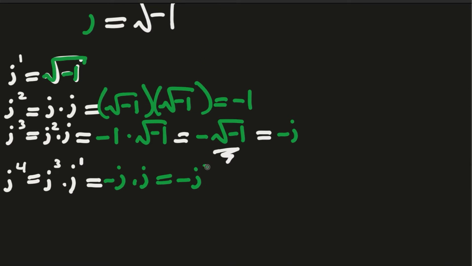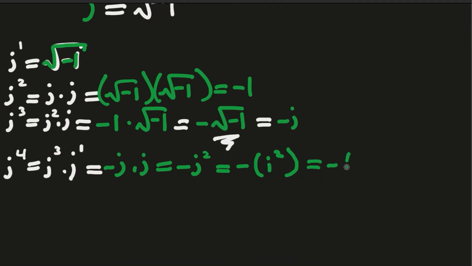So negative I squared. If we rewrite it like this, we know that I squared is simply negative 1. So the problem we're asking is really negative negative 1. So our answer is 1. And these are the basic powers of I.